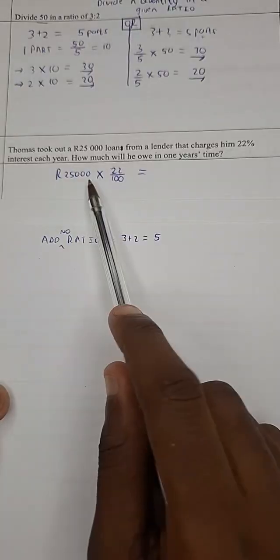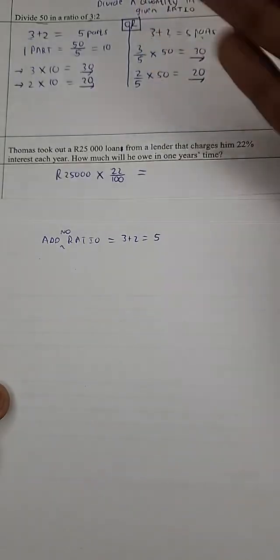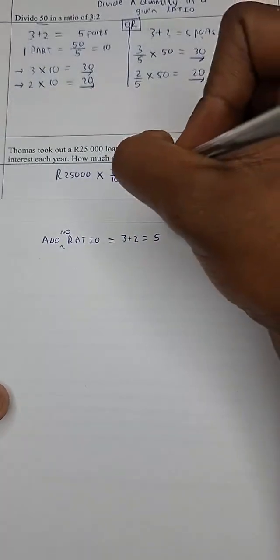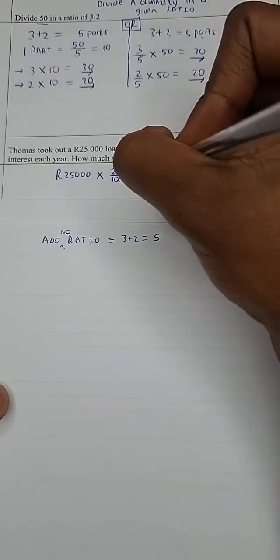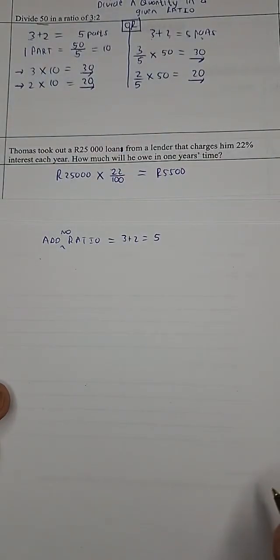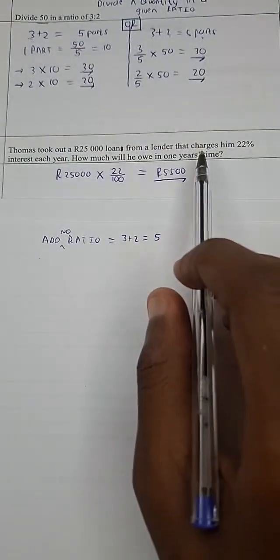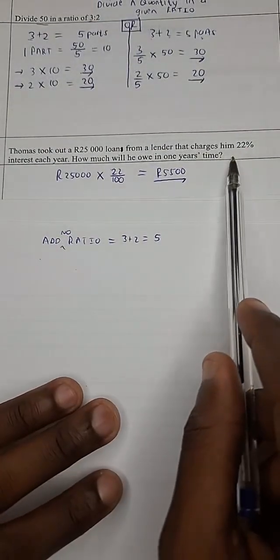So guys, what is 22% of 25,000? What do we get as the value? Oh, it's not 250,000. Sorry, it's 25,000. Yes, 5,500. Do we agree? 5,500. So we have 5,500 that is basically being charged. This is the 22% that is being charged.